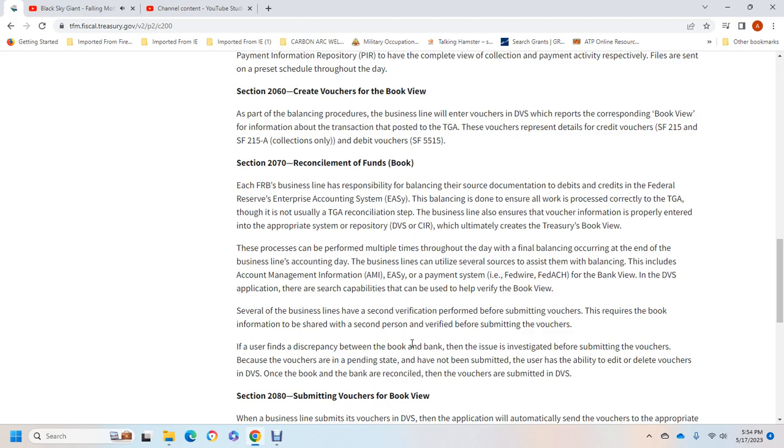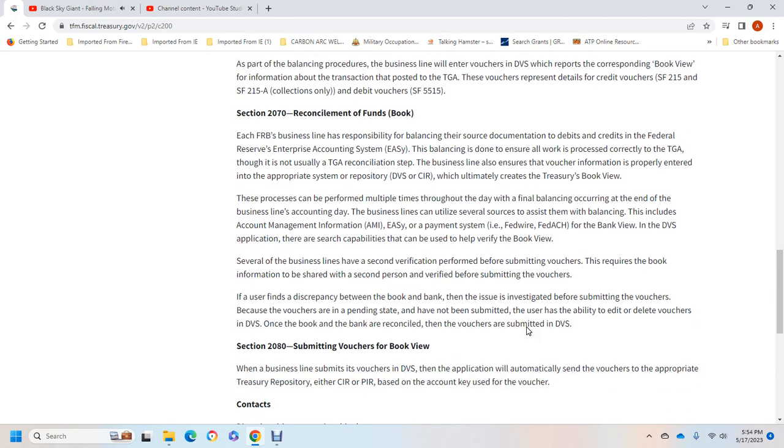Business lines can utilize several sources to assist their balancing, including account management information, the easy payment system, or the bank view of the Debit Voucher Submission application. There are search capabilities that can be used to help verify the book view. Several business lines have a second verification performed before submitting vouchers. These require the book information to be shared, and a second person verifies before submitting vouchers.